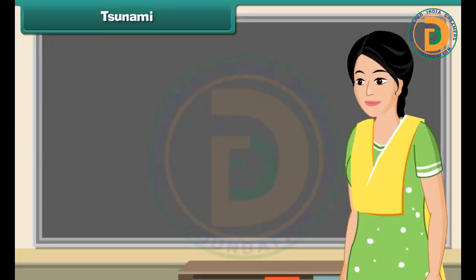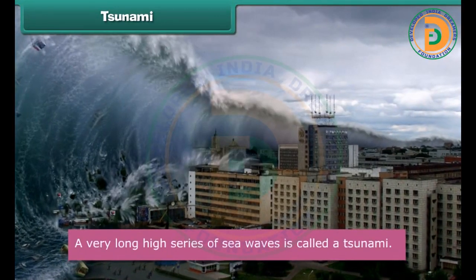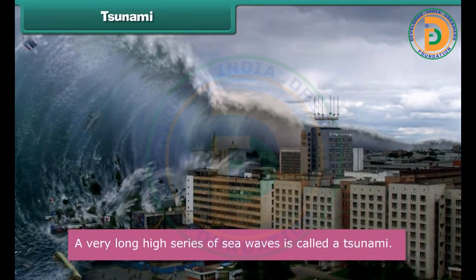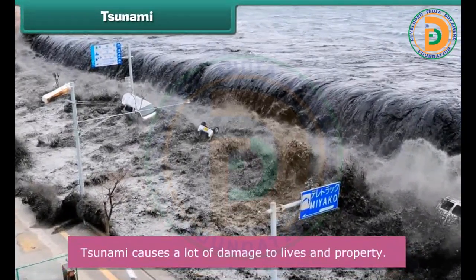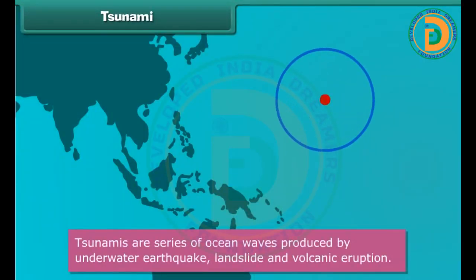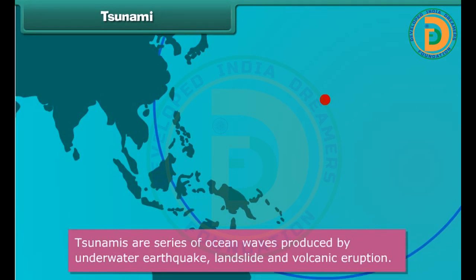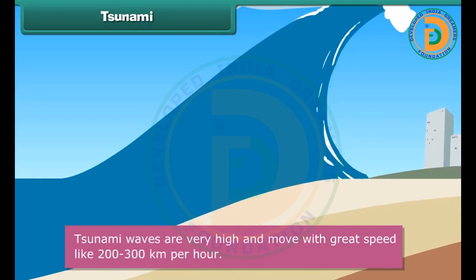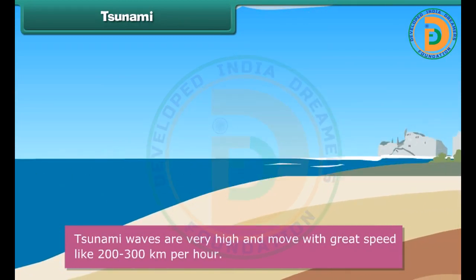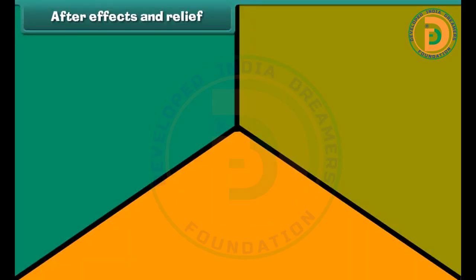Tsunami. Students, you must have heard about tsunami. A very long, high series of sea waves is called a tsunami. It causes a lot of damage to people and property near the sea. Tsunamis are series of ocean waves produced by underwater earthquakes, landslides, and volcanic eruptions. These waves are 30 meters high and 200 kilometers long and travel at the speed of 200 to 300 kilometers per hour.